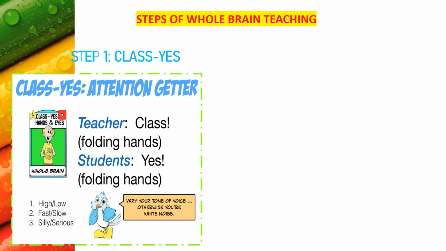If the teacher says class, class, class, then the students reply yes, yes, yes. So the intonation of the teacher and the student matches. That's how the teacher gets the attention of the entire class. So mostly the student mimics the teacher. That's why he has to give his full attention to the teacher in this step.